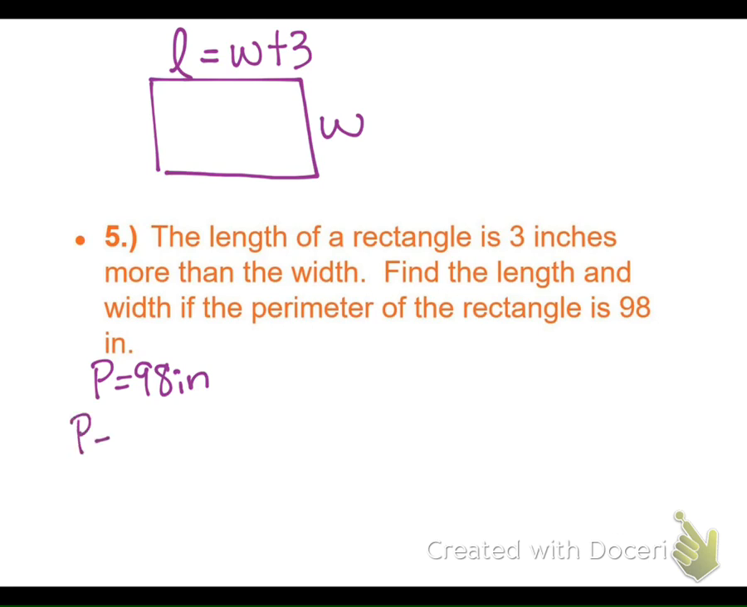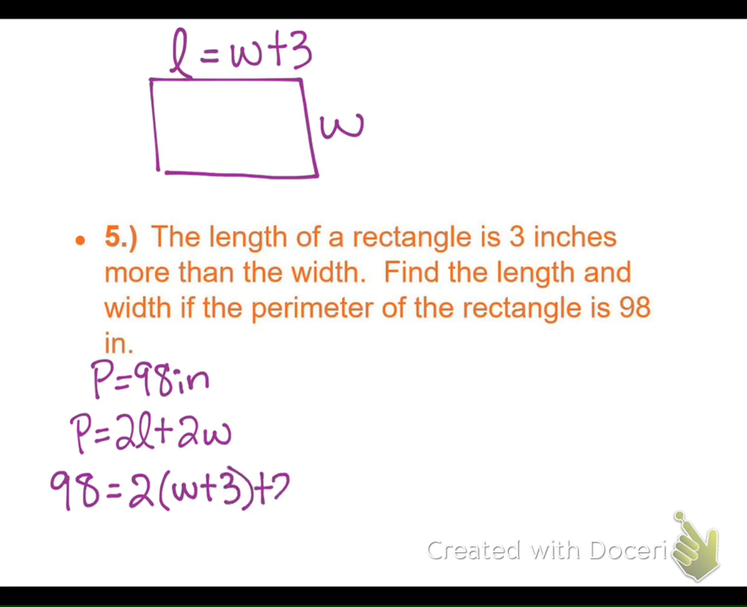All right, much like the last one, perimeter equals 2L plus 2W. Plug in what we know. We know P is 98. We know the length can be represented by W plus 3. And then we can solve this. This time, what is my first step to solve? I hope you're saying that I should distribute, because I would agree with that.